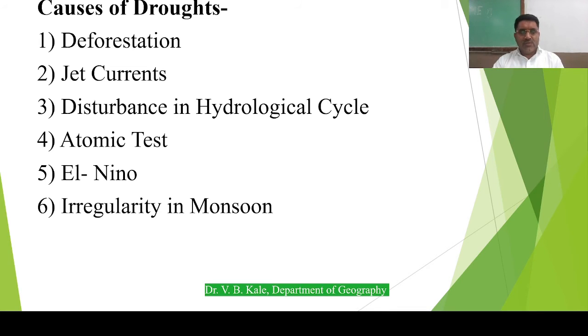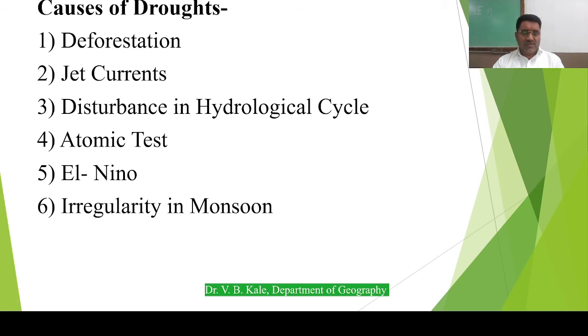Atomic tests. Every country wants to become stronger in defense, and it is right, it is the way to save themselves. But due to over-testing, or due to the occurrence of atomic tests, there is an imbalance in the atmosphere and the weather gets disturbed. That's also one cause of drought.